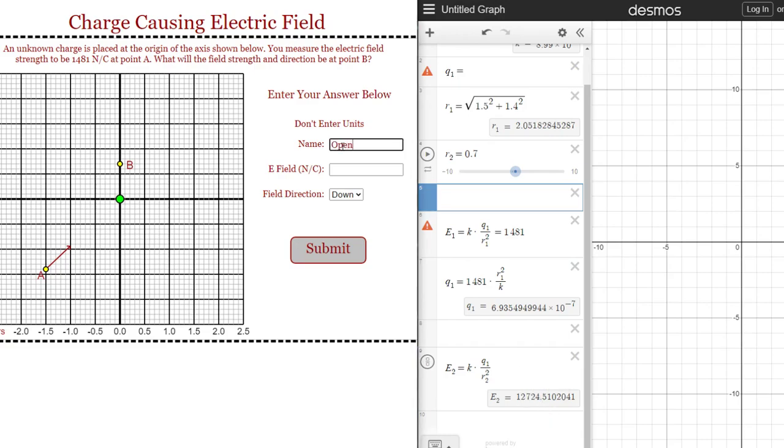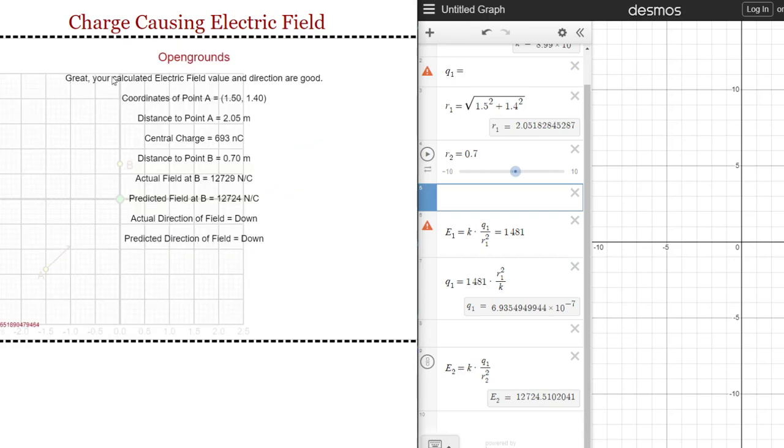So let's input that information. It's 12,724, and the direction is downwards. And great, your electric field value and direction are good. That's how you do this problem.